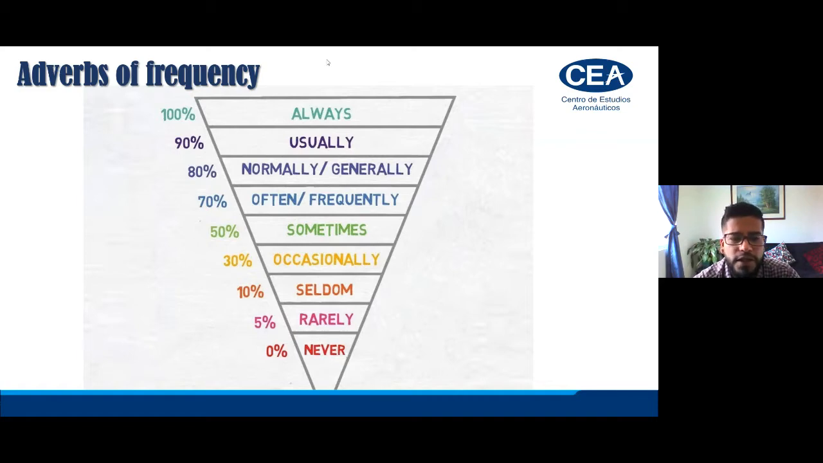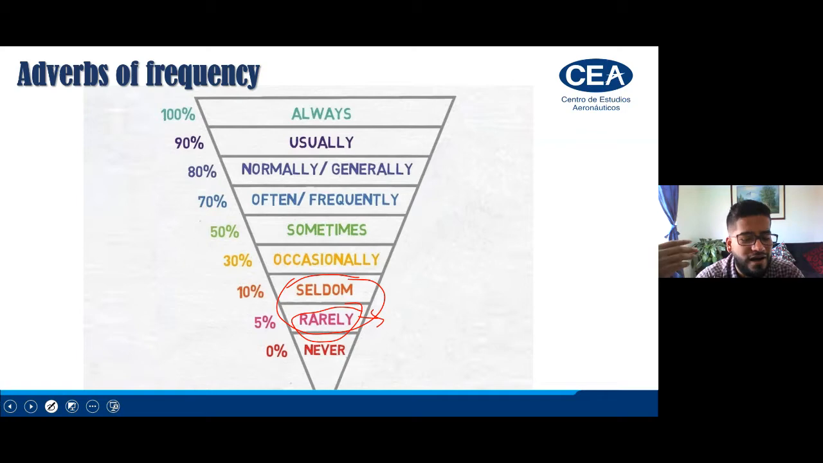Okay, so now in this part you have this list: always, usually, normally, generally, often, frequently, sometimes, occasionally, seldom, rarely, and never. Okay, so maybe most of these words have a specific word in Spanish, but sometimes they don't. So for example, seldom and rarely, these two words, maybe they have the same meaning in Spanish, and it's most common to translate them as the same word in Spanish.